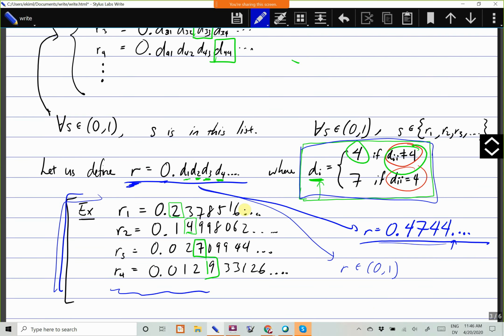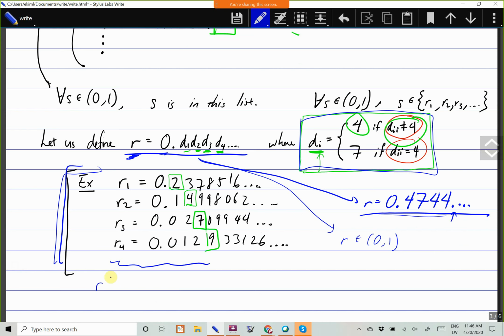The other thing to note is that R differs from, so this number R that we defined, even in this example, it differs from R sub 1 in the first digit. Take a look. The first digit that's boxed in R1 is a 2. That number is different from the first digit of R, which was a 4. This was by design. These two numbers are different in that digit. We don't even look in any other digit whether they're the same or not. R is different from the first number in the first digit, so R is not equal to R1.